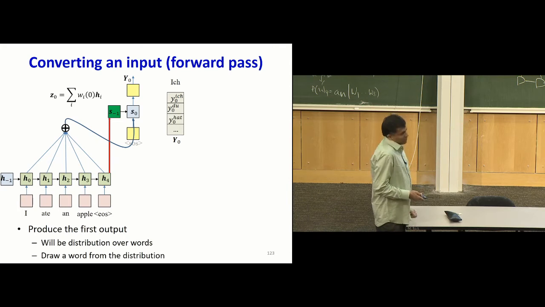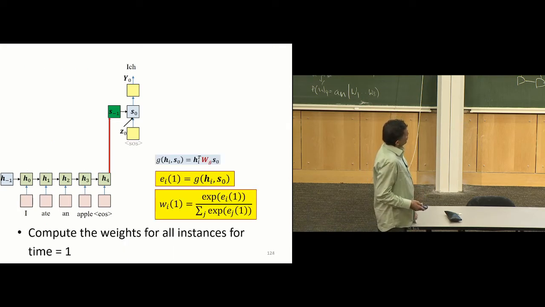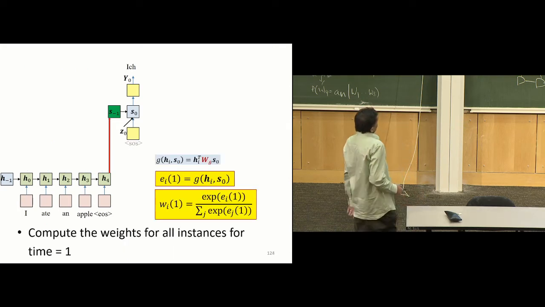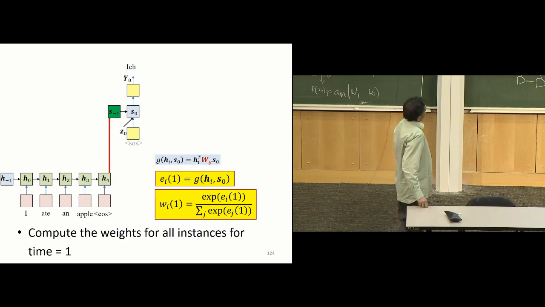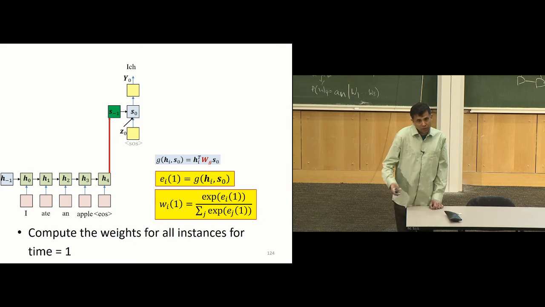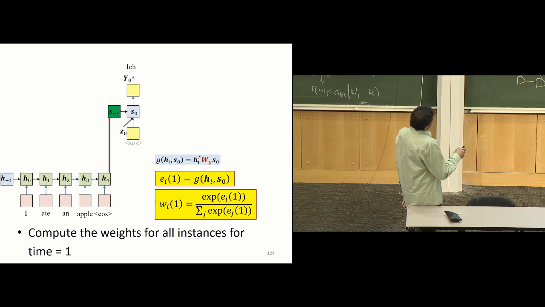You draw a word from that distribution. And now that the first word has been drawn, we need to compute the second word. To compute the second word, we are going to compute raw weights once again for every one of these, but this time these raw weights are going to be a function of s0 and these h values.